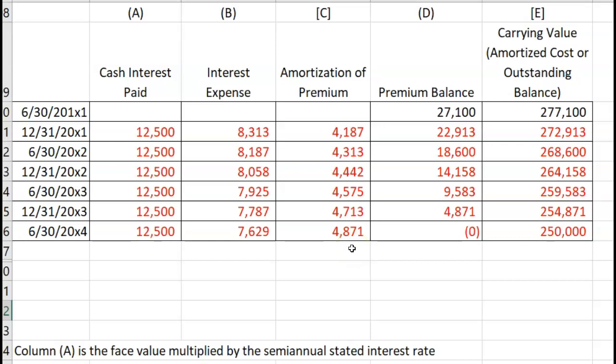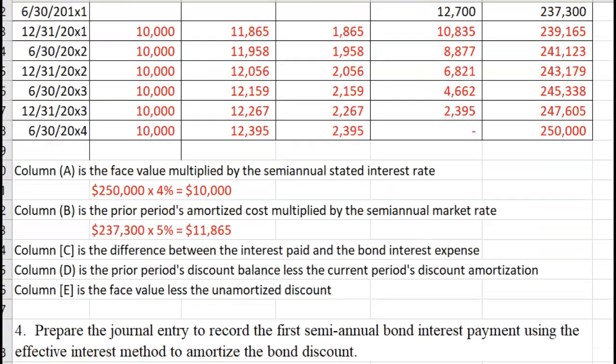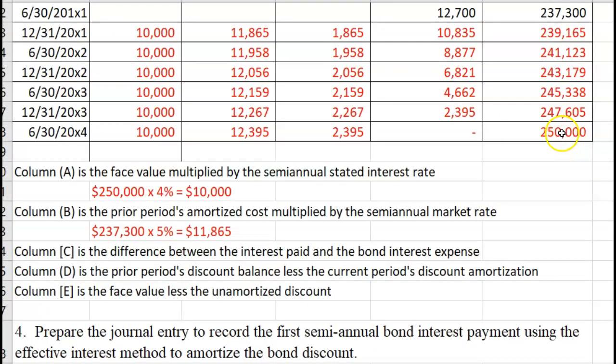The answer to that is 10%, and let me show you how that works. One thing we know is that the carrying value or amortized cost or outstanding balance of the bond after the last interest payment will equal the par value or face value of the bond. And that's true in every properly prepared amortization schedule. Here is the one when the bond was issued at a premium. Here is the amortization schedule when the bond was issued at a discount. You always end up after the last interest payment with the face value or par value of the bond.